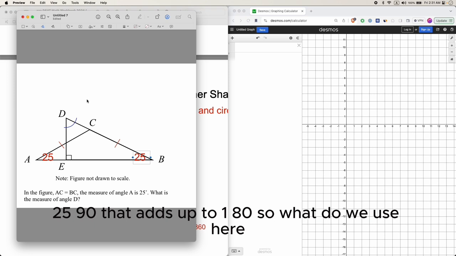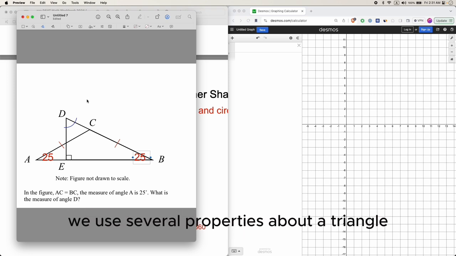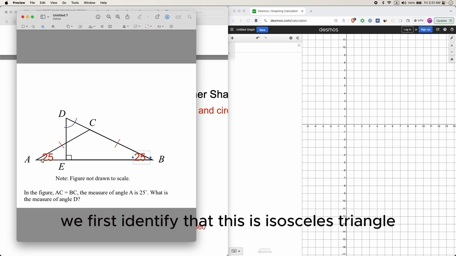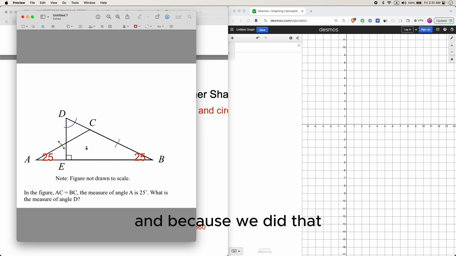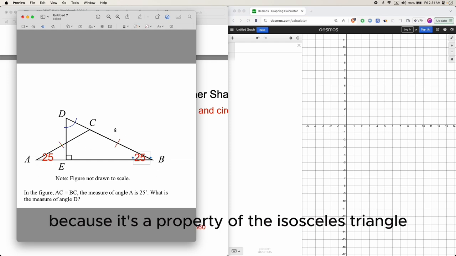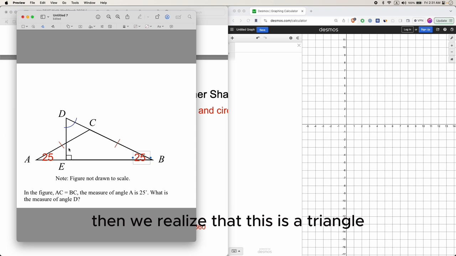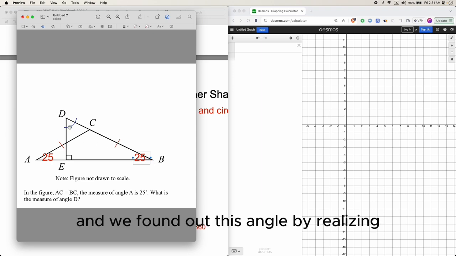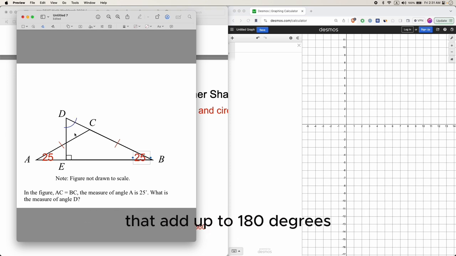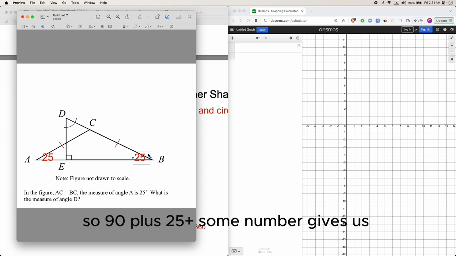So what do we use here? We use several properties about a triangle in this oddly weird shape for us to find D. We first identify that this is the isosceles triangle. And because we did that, we're able to know that this angle here is 25 because it's a property of an isosceles triangle. Then we realize that this is a triangle, and we found out this angle by remembering that the angles inside a triangle add up to 180 degrees. So 90 plus 25 plus some number gives us 180.